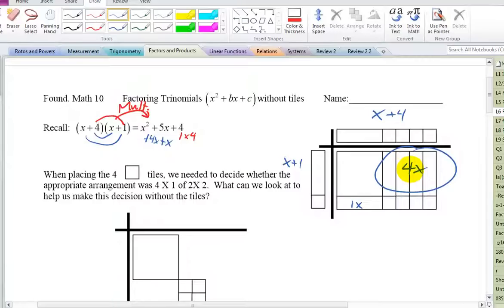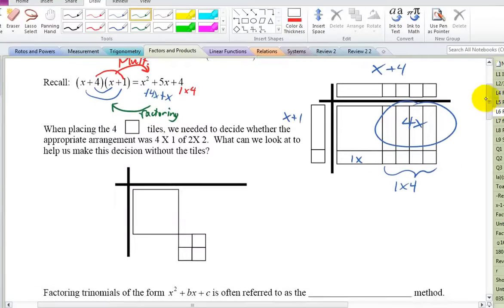Now working backwards, what you want to focus on is this 4. This is a 1 by 4 arrangement, or 1 times 4. So this arrangement gives us the factors x plus 1 times x plus 4. So when working backwards, we call it factoring. And this little blurb here, when placing the 1 tiles, you need to decide whether it should be 1 times 4 or 4 times 1 or 2 times 2.